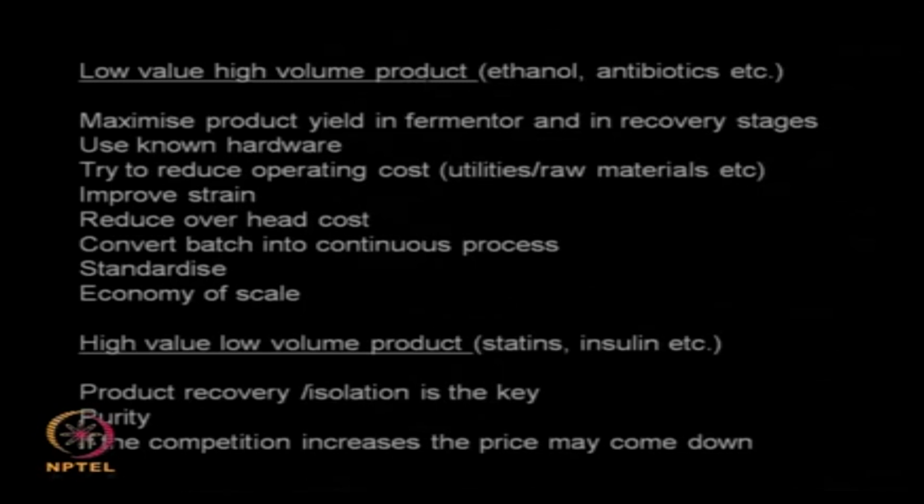So if you look at low value high volume products, the goal of downstream processing and the goal of fermentation is very different. You all the time want to make a large quantity of material, so maximize product yield in the fermenter, and in the recovery get as much as you can, because you want to sell as much, as the profit is very little. Use known hardware, do not go for new hardware. If you use known hardware, you always go to the vendor and it is cheap. If you want a very special hardware, then the vendor has to make it specialized, so the equipment is expensive.